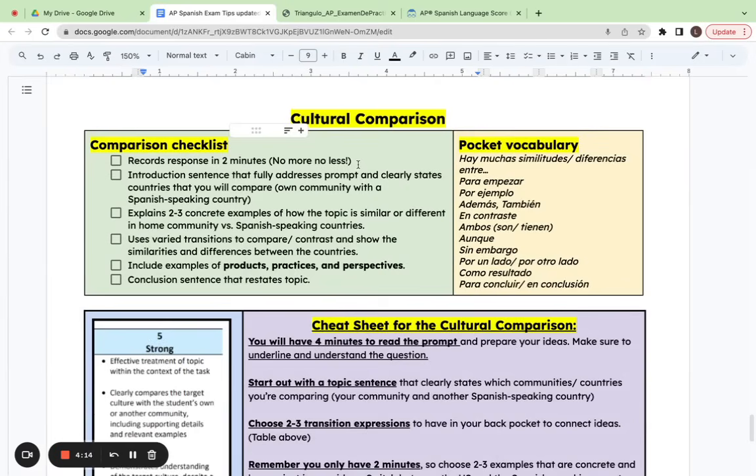Number one, this may seem obvious, but you really want to make sure to take up that whole 2 minutes, no more nor no less, so that you can show all the language that you can produce and also show all of the examples that you can think of.